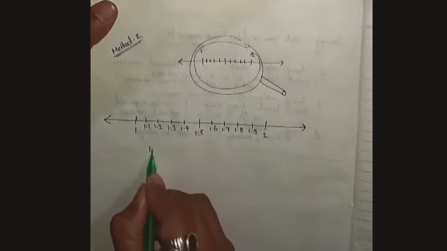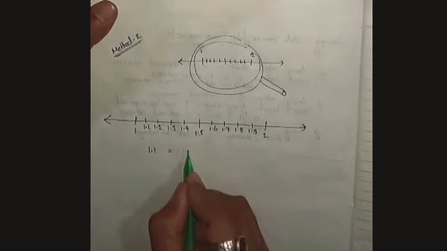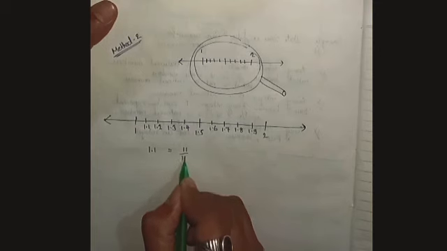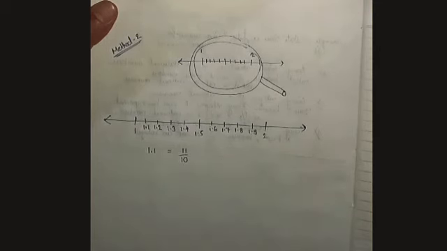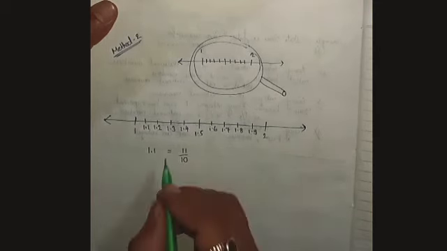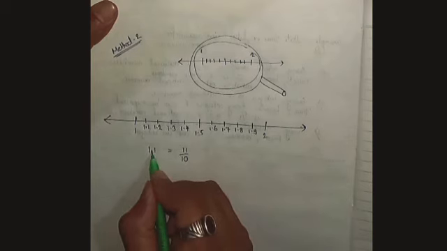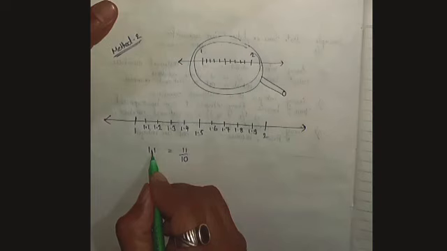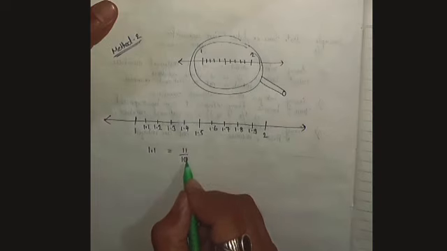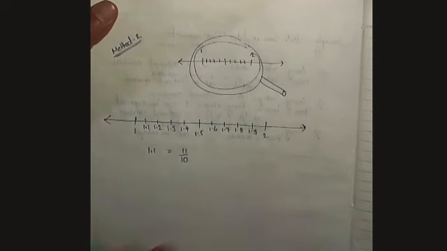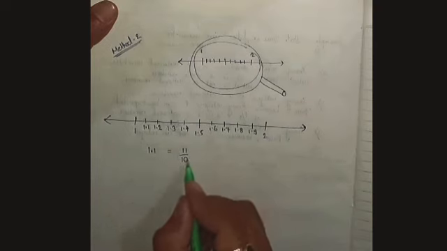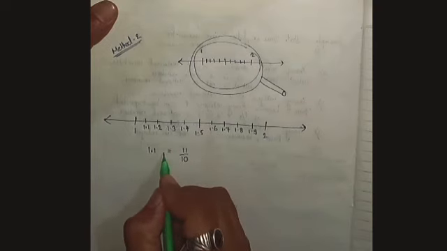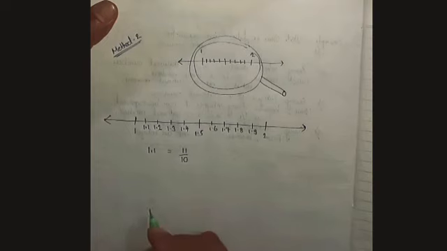So I will take 1.1 and I can write it as 11 by 10 in the form of a rational number. How to write this? See, we will remove the decimal and put 1 over here, and after the decimal, how many digits are there, that many zeros we will keep. Right? After the decimal, the number of digits that are present, we will keep that many zeros over here.